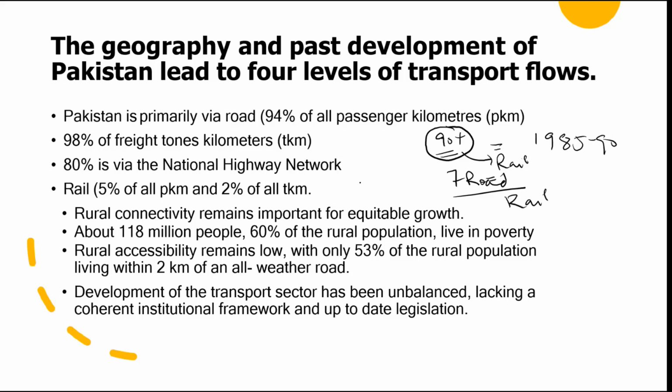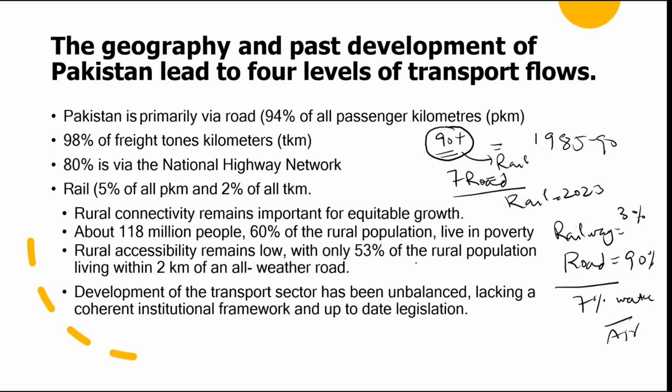So in the year 2023, railway contributed about 3%, while road contributed about 90%, while the rest 7% is through waterways and air. So if you look at the last 2.5 decades, the element of the road emerged in a very fast and rapid way. So we are going completely in the reverse direction.